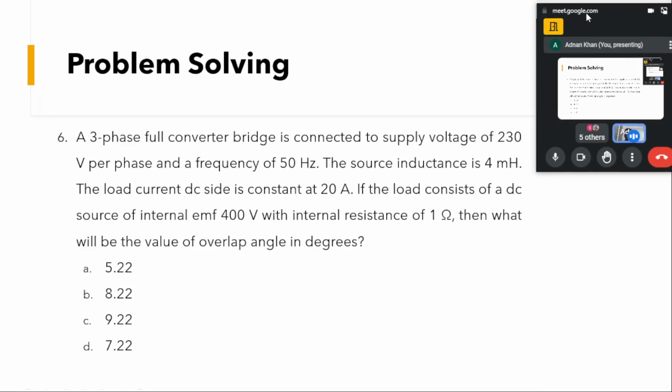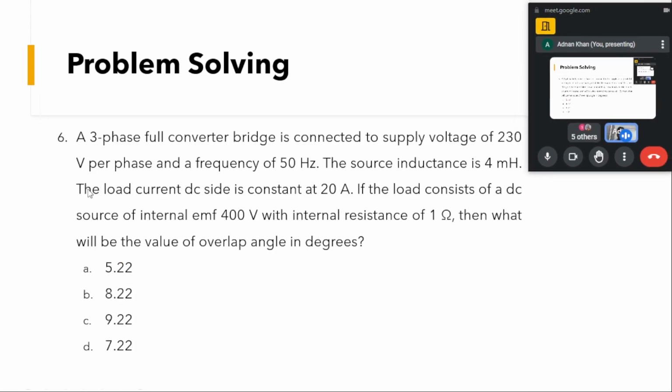Coming to the sixth question. What is given? A three-phase full converter bridge is connected to a supply voltage of 230 volts per phase and a frequency of 50 hertz. We have a three-phase full bridge converter. Source inductance is given to us as 4 millihenry. Also, what is given is a load current of 20 amps.